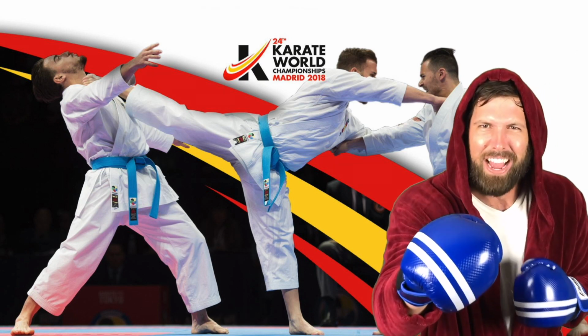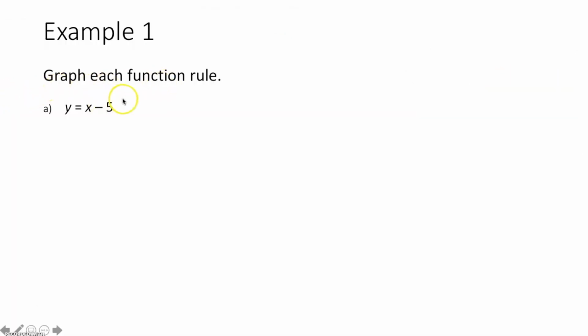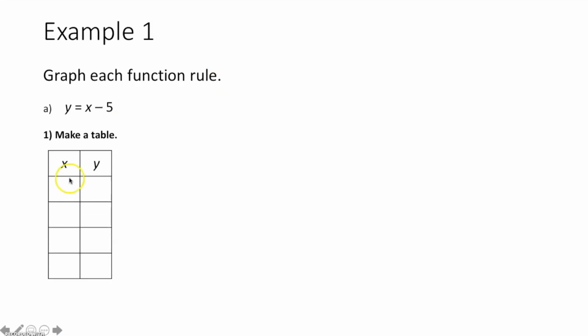Oh, it's example time. Example 1 says graph each function rule. So here we have our function rule: y equals x minus 5. You can see it's x to the first power. Therefore, we know it's going to be a linear function. What we're going to do is make a table, an x and y table. Some people call this a T table. In this table, we're going to use the x values 0, 1, 2, and 3. I'm going to fill those in. And you're thinking, how do I know to pick those?